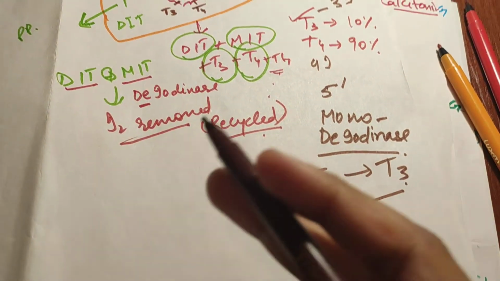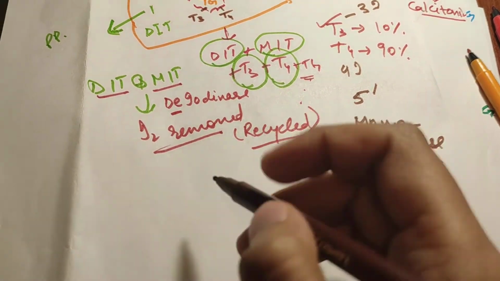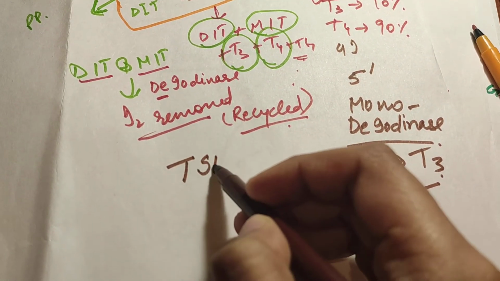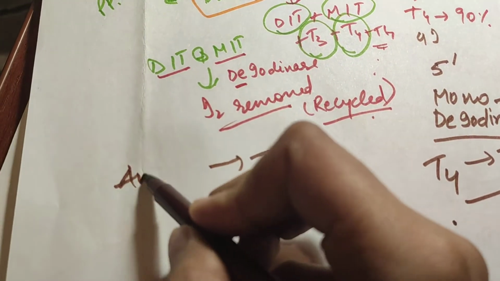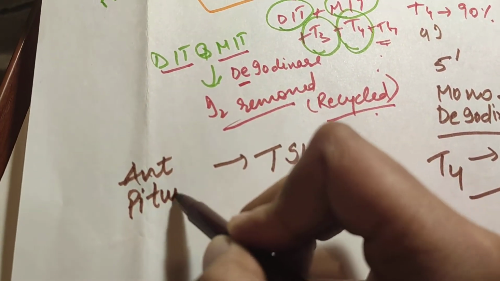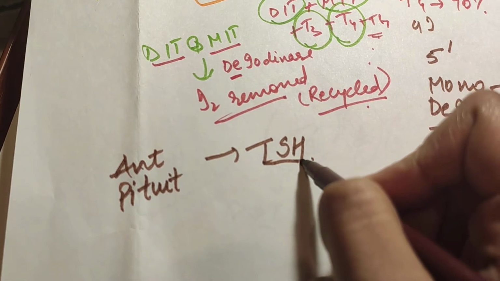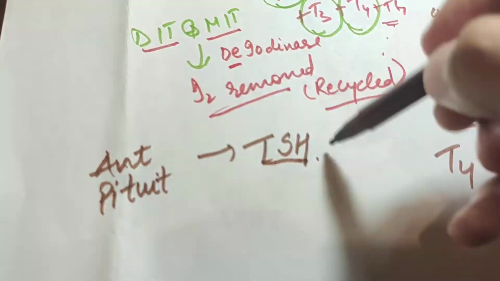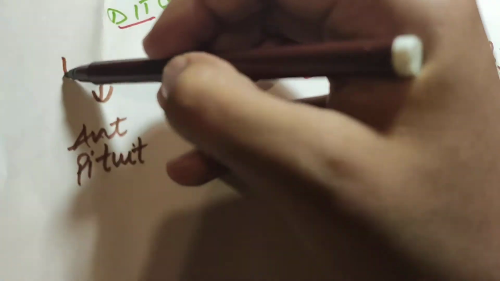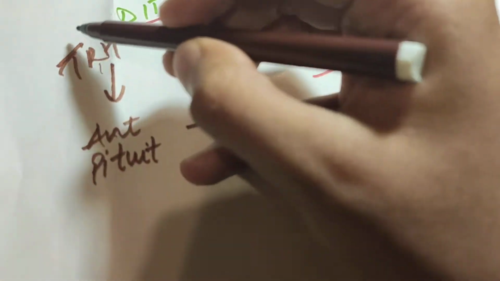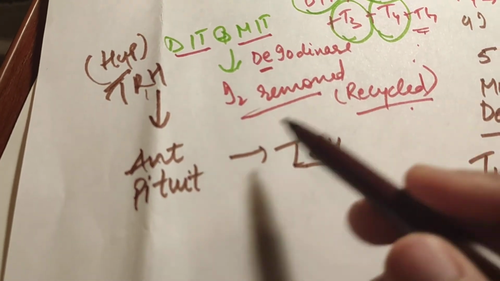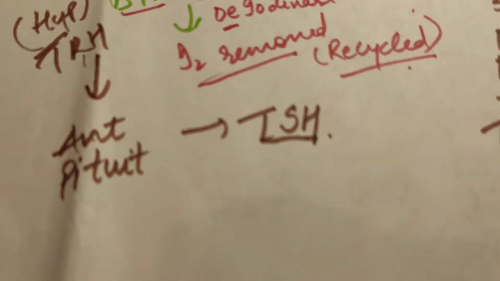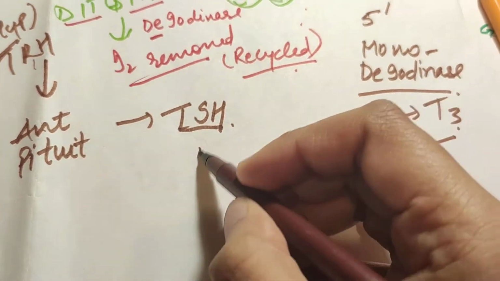And what stimulates the thyroid gland to produce T3 and T4? There is thyroid stimulating hormone, which is produced by what? Anterior pituitary. Anterior pituitary produces TSH. How does the anterior pituitary produce TSH? By TRH, thyrotropin releasing hormone, from the hypothalamus. This is the nervous part. This TSH which is formed will act on the thyroid follicular cell.